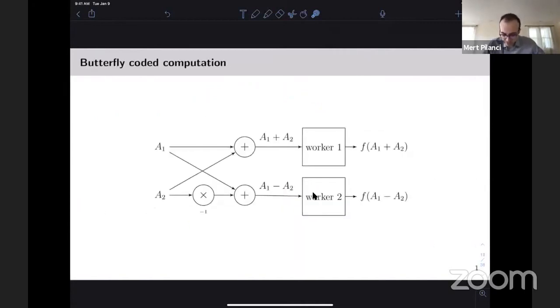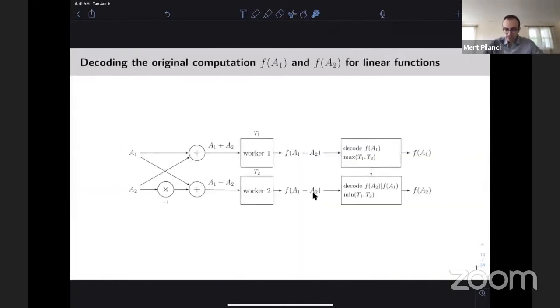And then we transmit these transformed blocks to the workers. They compute the function on these local transformed data, f of A1 plus A2, f of A1 minus A2. And then we have a very special decoding mechanism. This is also inspired by polar codes, although it works over reals. We will first decode f of A1, the function evaluated on the first local data set. To do this, you actually need to wait for both of these workers.